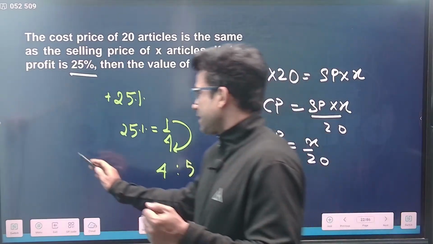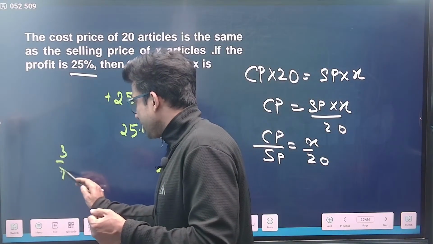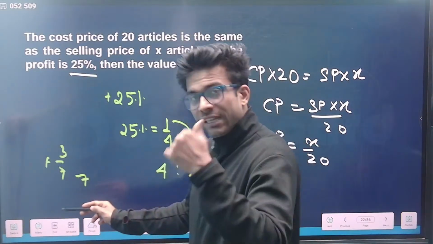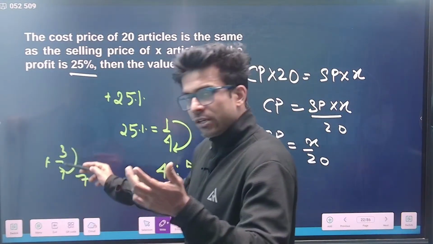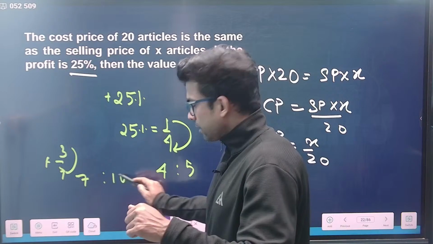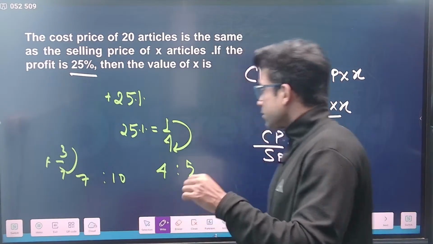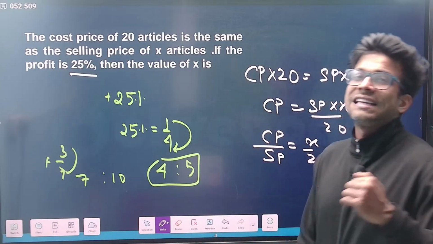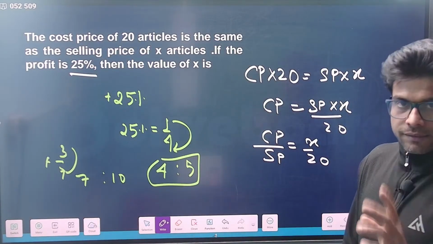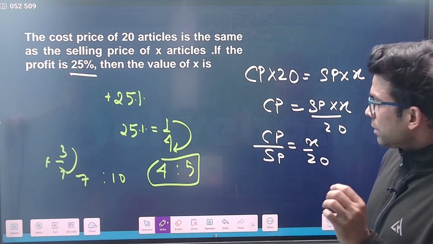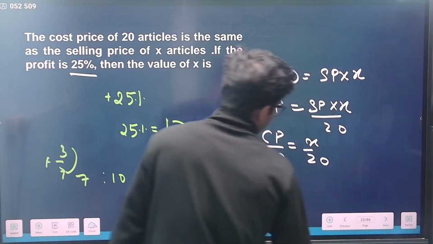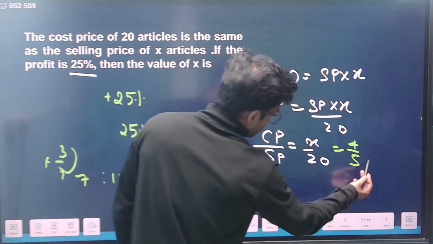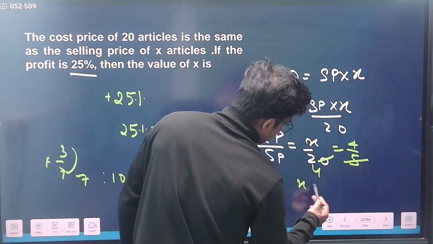Suppose they are saying 3 by 7 plus. If they are saying 3 by 7 plus, then the initial value is 7 only. Then the final value would be, add this 3 to the 7, the final value would be 10. I hope you're getting this point. So this is basically an increment of 25%. So this whole value becomes 4 by 5, correct? Now this goes by 5, 4 fives are 20, and the X value would be 16.